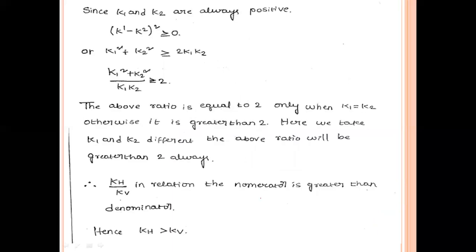Since K1 and K2 are always positive, (K1 minus K2) whole square is greater than or equal to 0, or K1 square plus K2 square is greater than or equal to 2 K1 K2. Then finally, (K1 square plus K2 square) divided by K1 K2 is greater than or equal to 2. The above ratio is equal to 2 only when K1 equal to K2. Otherwise, it is greater than 2. Here, take K1, K2 different, the above ratio will be greater than 2. Always, in the relation of Kh by Kv, the numerator is greater than the denominator. Hence, Kh is greater than Kv.